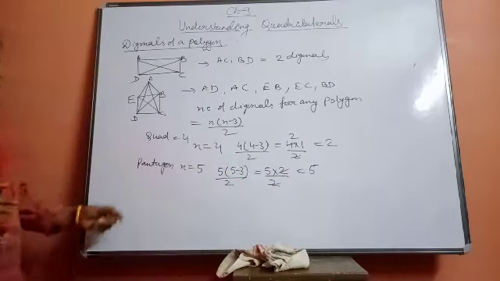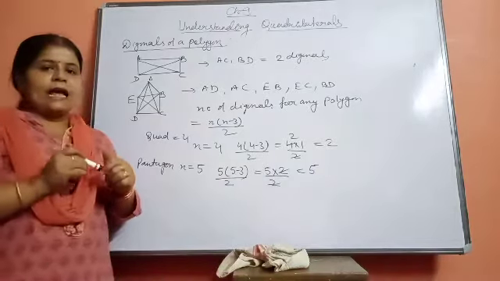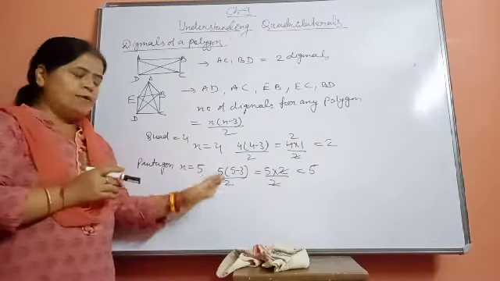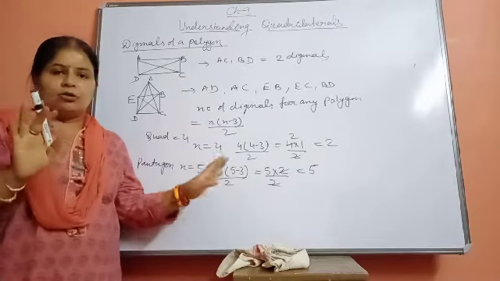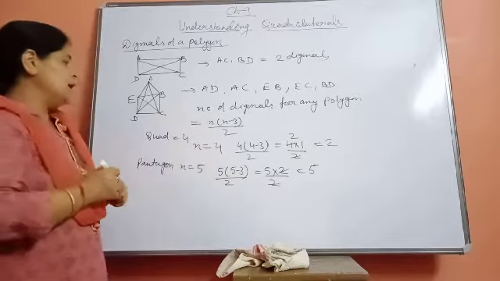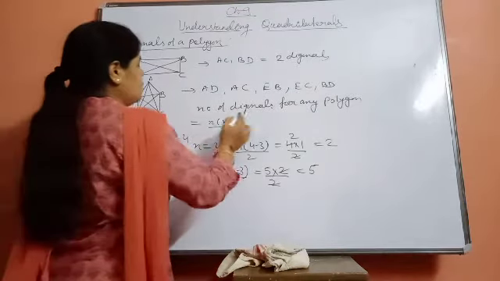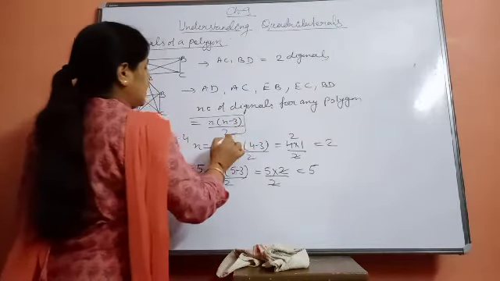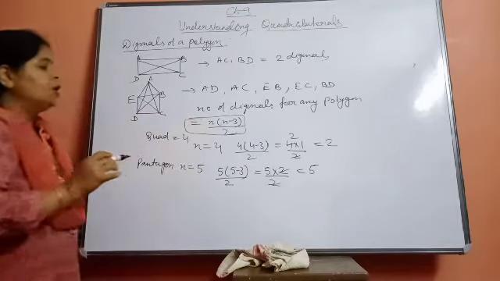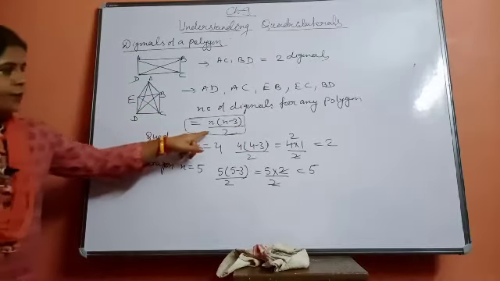5. So it is not possible that every time we draw the diagonals and then count them. So the general formula is that the number of diagonals for any polygon is n(n minus 3) divided by 2. So you should learn this formula also.